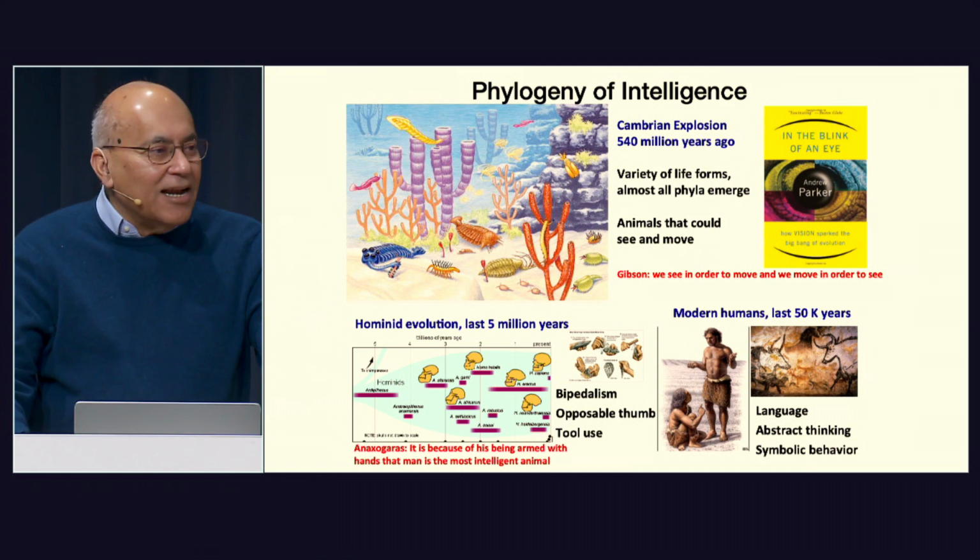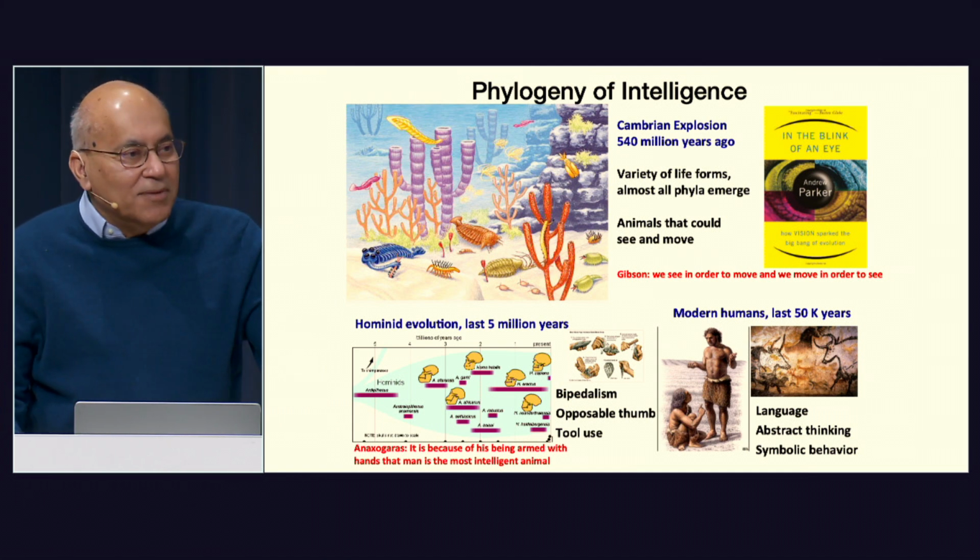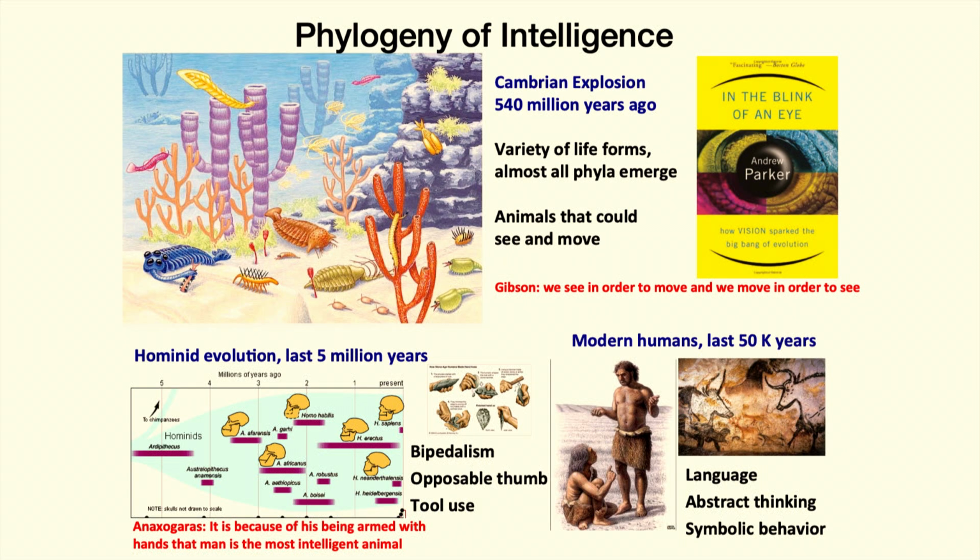And there is this great line from the psychologist Gibson, we see in order to move and we move in order to see. And we in computer vision over its long history have sometimes forgotten that the primary purpose of vision is to guide action.